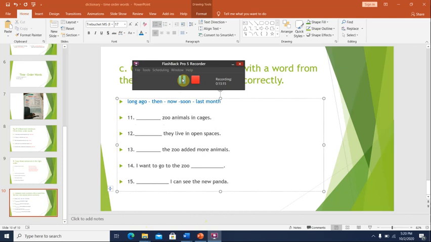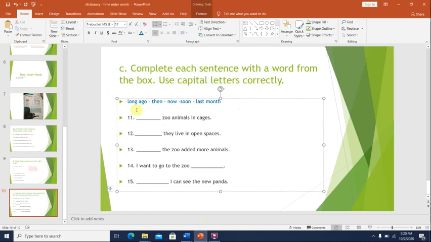For the last part, we have the words in the box that are written in blue. We will complete each sentence using one of those blue words. Okay, number 11. Blank zoo animals lived in cages.